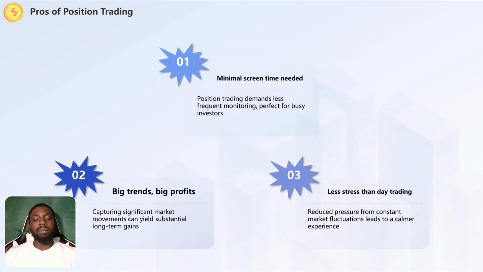Big trends, big profits. Capturing significant market movements can yield substantial long-term gains. So you could definitely get a lot of gains over a long period of time when it comes to Bitcoin, cryptos, and things like that. When you invest big enough, you could definitely see a lot of success and a lot of money in a period of time, but you're just going to have to sit on it sometimes. Price can always fluctuate and go up quickly, but it's all about what you decide to do at that time.